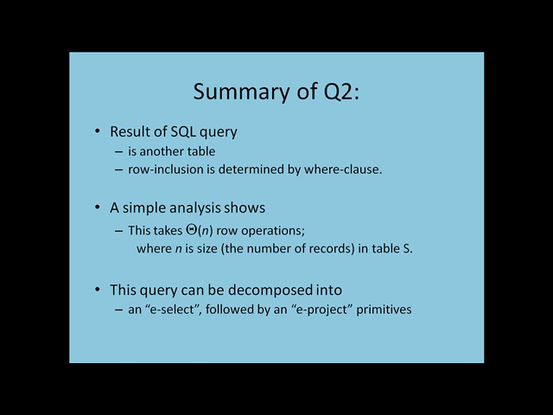Summary. Result of SQL query is another table. Row inclusion is determined by where clause. A simple analysis shows this takes n selection operations, where n is the number of records in table S. This query can be decomposed into a select followed by a project primitive.